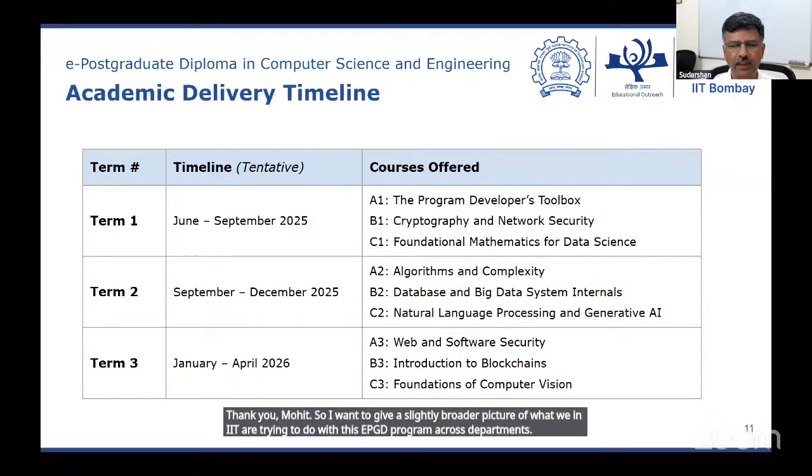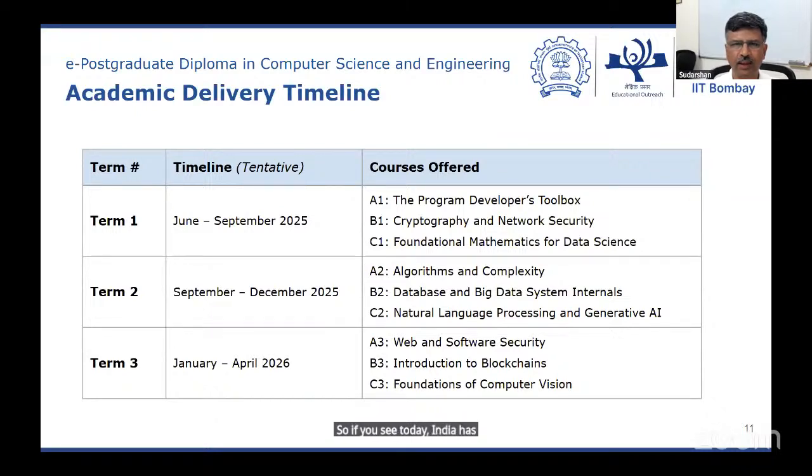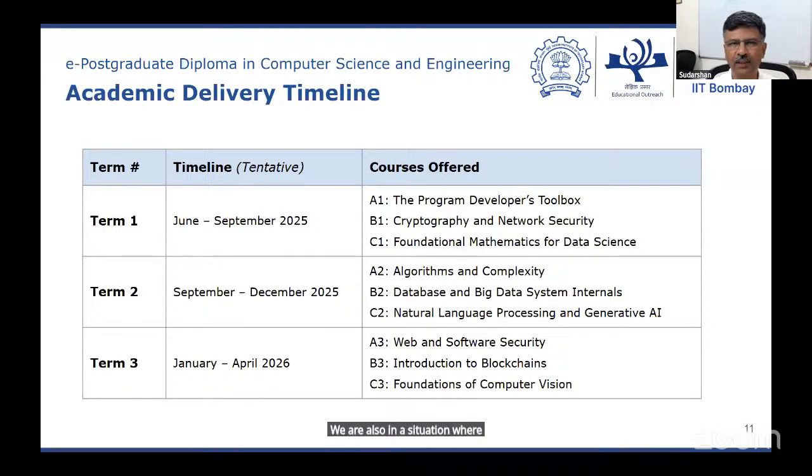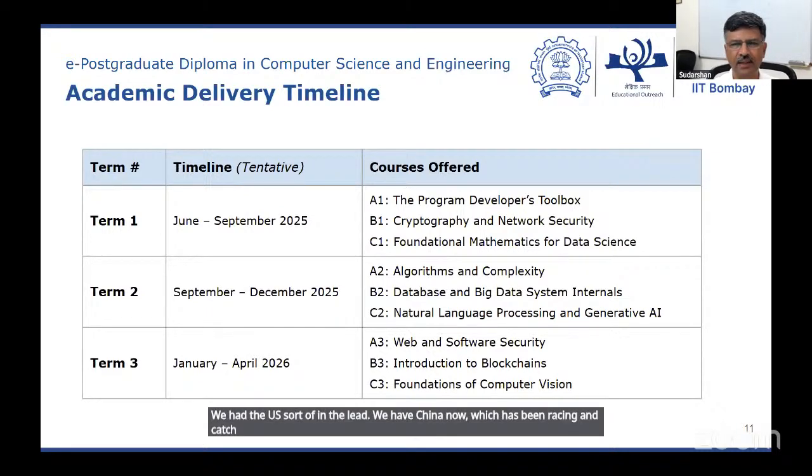If you see today, India has a large number of undergrad programs, a large output of undergrads in various engineering branches, and particularly in computer science and IT. We are also in a situation where, if you look at the technology world, we had the US in the lead. We have China now, which has been racing and catching up to the US. And then we have India, and there's a lot of stuff happening in India. But our vision is that we should be doing as well as the US or China in some years' time.